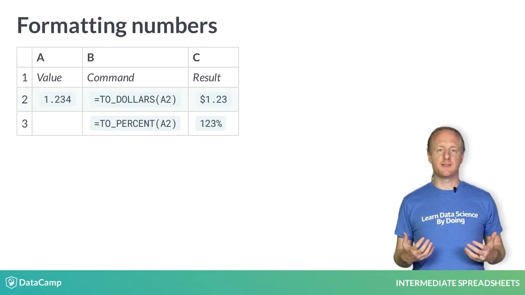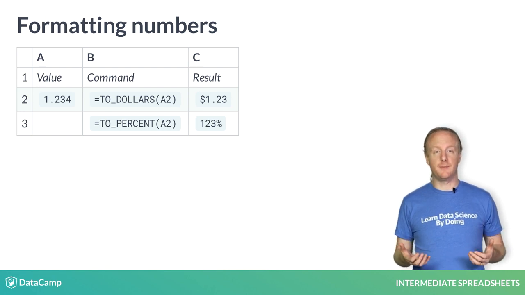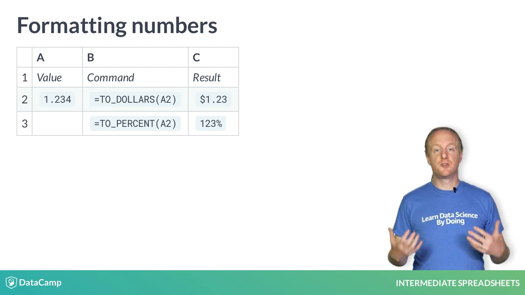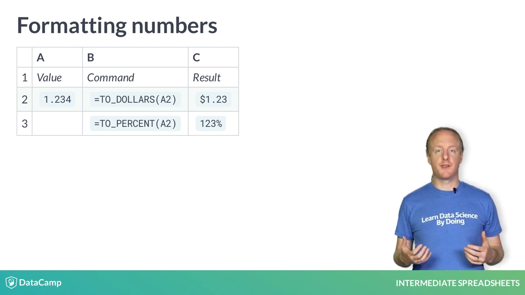When you have numeric data, it's often easier to comprehend it if it is formatted in a particular way. For example, if the numbers represent US currency, then it can be useful to show the dollar sign and set the number of decimal places to 2 to display the cents. The to_dollars function provides a shortcut for this. Similarly, to_percent displays numbers as a percentage. They both take a cell address of a number as their only input and return a formatted number.